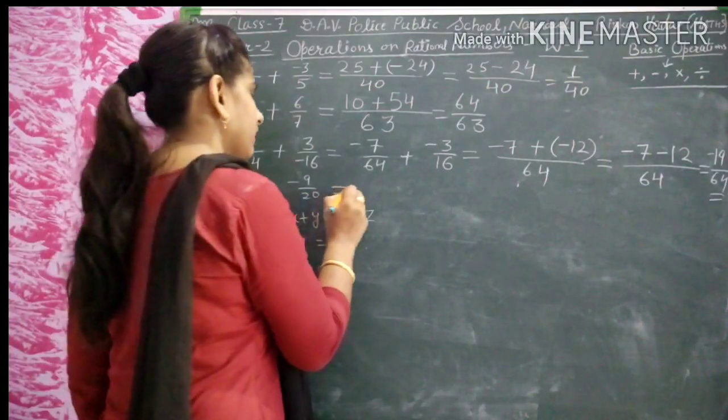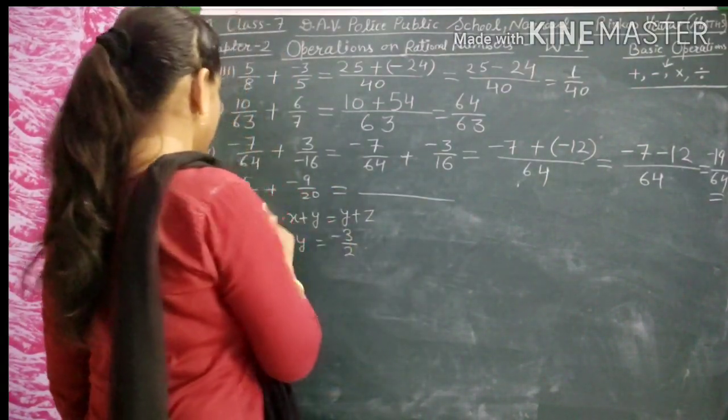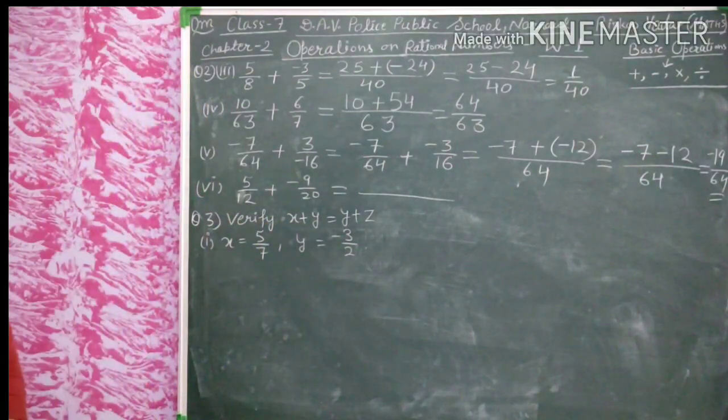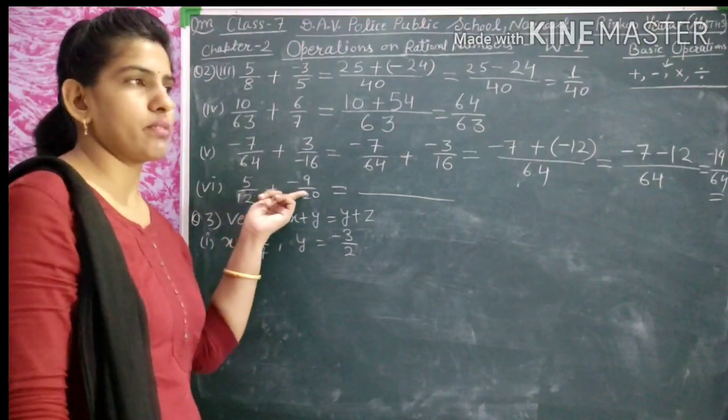Same, doing like this, both numbers are in standard form, so we will write it easily as 12 and 20. Tell me, what is the LCM of these numbers?